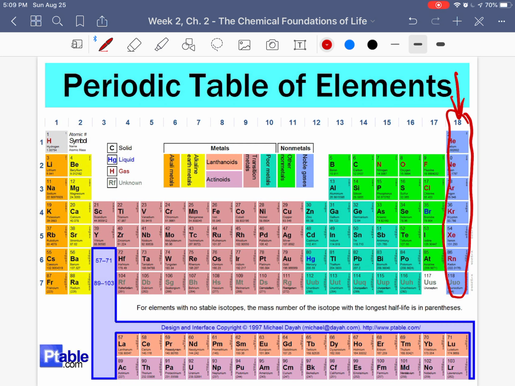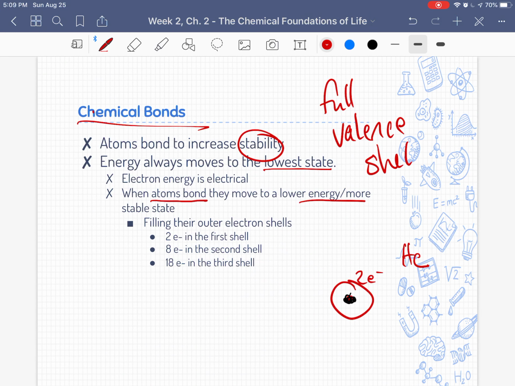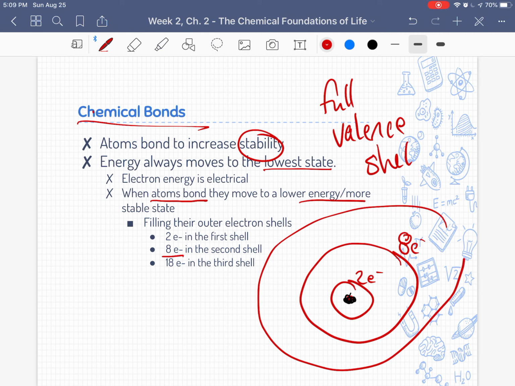These elements right here all have either full or 8 in their outer valence shell. Our next valence shell level is 8. So the second shell can hold up to 8 electrons. All right. The third shell can hold up to 18 electrons. And I need to make a correction. I think I said 16 earlier. But you can hold up to 18 electrons in this third valence shell.